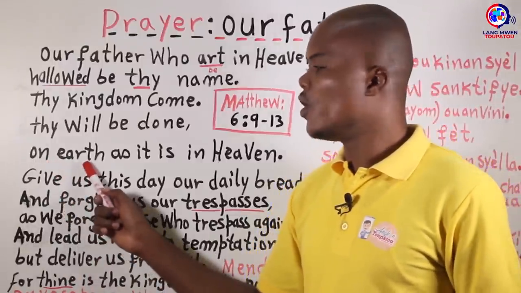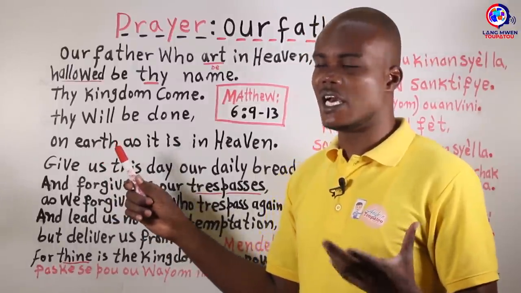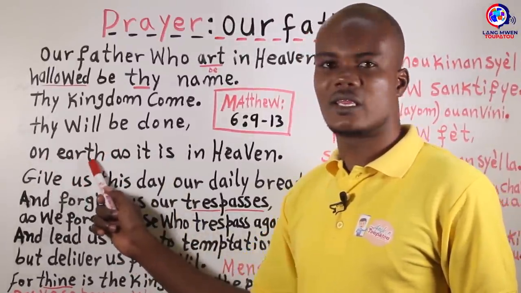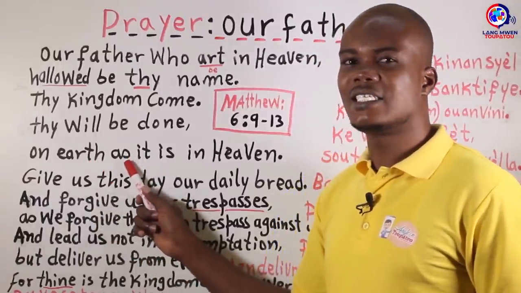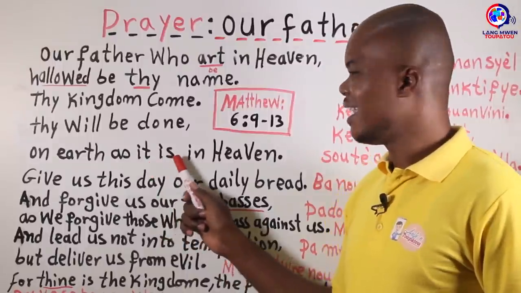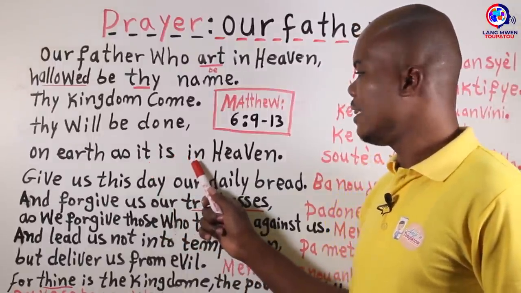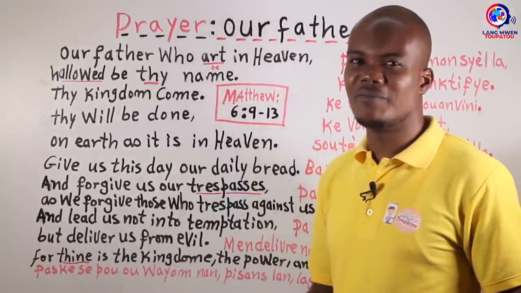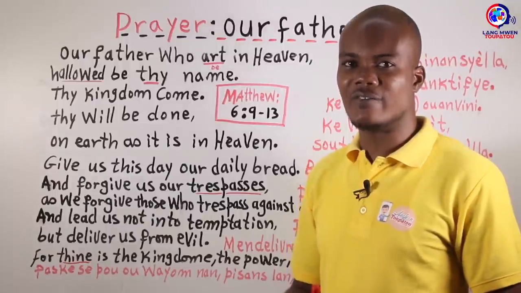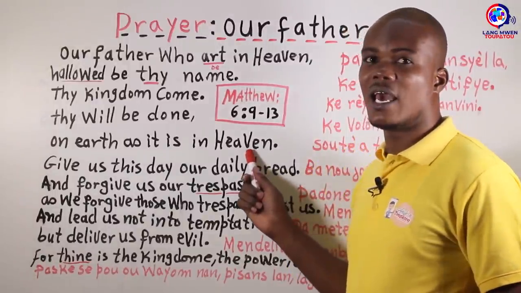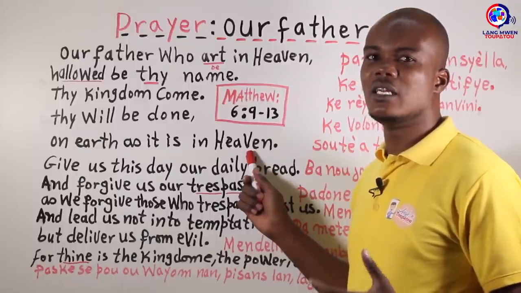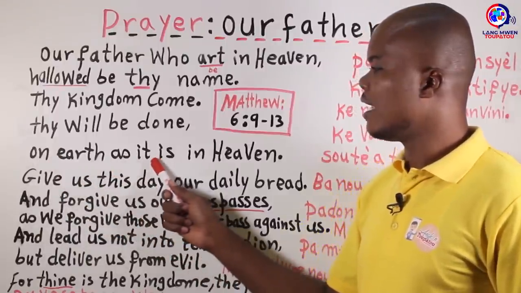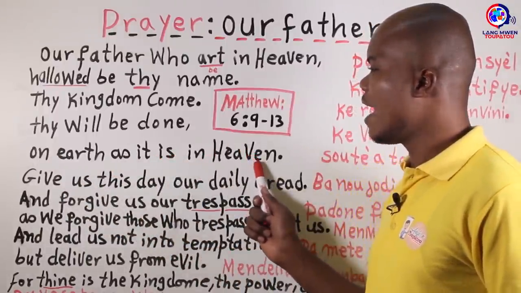On earth. On parle assez souvent de TH. Ça, c'est un voiceless TH. It's a voiceless TH. On earth, as it is in heaven. Heaven, ça ne se prononce pas comme even. Ça, c'est heaven. Okay? Heaven ne se prononce pas comme even. On earth as it is in heaven.